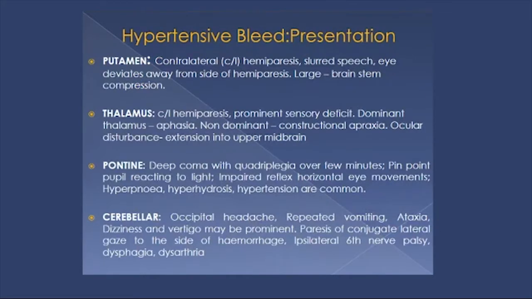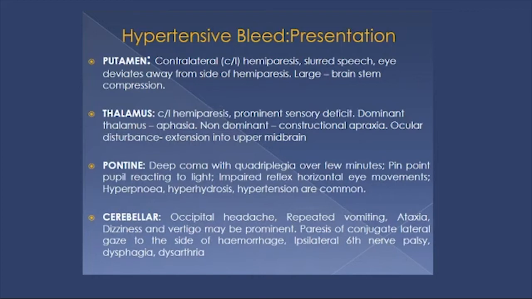Okay, so I'll take you through them again for emphasis. Putamen will give contralateral deficits, so contralateral hemiparesis, slurred speech, and the deviation is toward the side opposite the hemiparesis. And if it's large, you start getting brainstem compression.